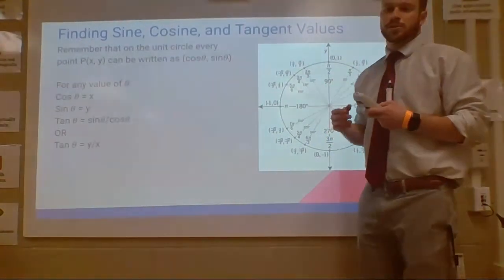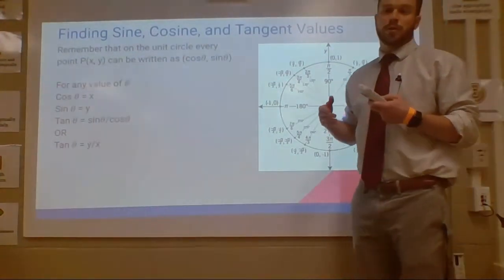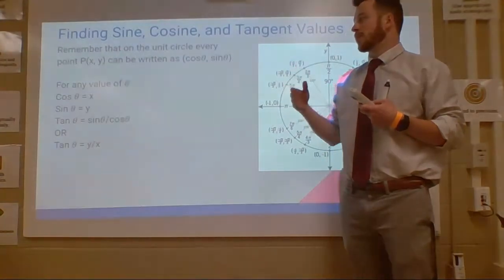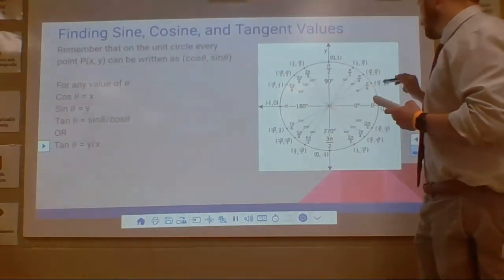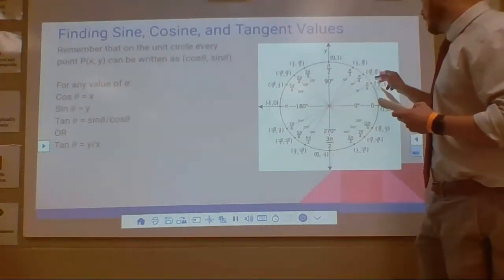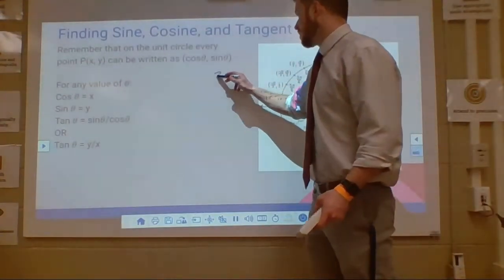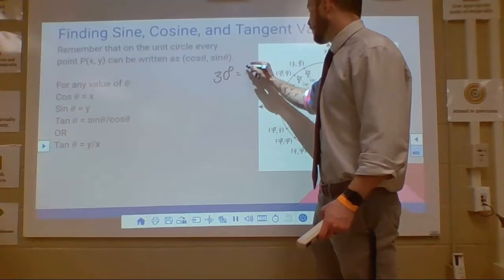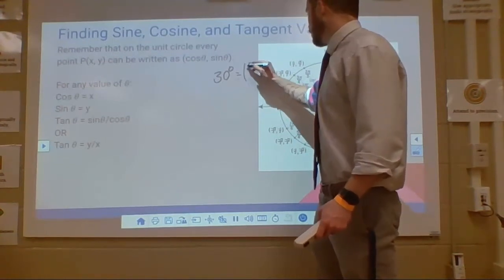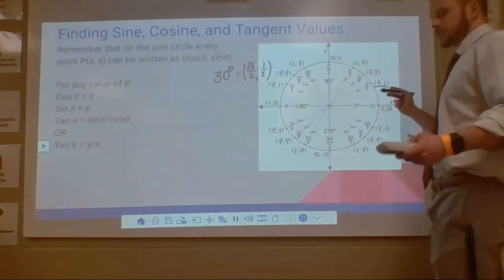Let's get going. When we find the trigonometric values of special angles, we are going to use the unit circle, what we've been learning about the unit circle, to help us find these values. Just remember that any of these coordinate points from these angles have a cosine value and a sine value. For example, a 30-degree angle on the unit circle has a coordinate value of square root of 3 over 2 and then 1/2. And you can see that right here on the unit circle.